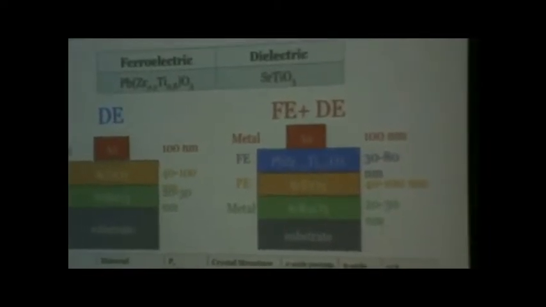This is our ferroelectric. I want to emphasize that if I have a material and then I put another material on top of it, the thickness has gone up. So according to standard theory, my capacitance should always go down because the thickness has gone up. So let's see what happens.